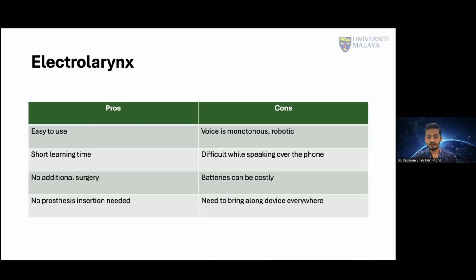Batteries can be costly. It ranges from about 300 to 600 ringgit. And the electrolarynx device itself has quite a range, from about 2,000 ringgit to about 6,000 ringgit, depending on the company that you purchase it from. And although it's a small portable device, nevertheless, the patient needs to bring it along everywhere he or she goes.